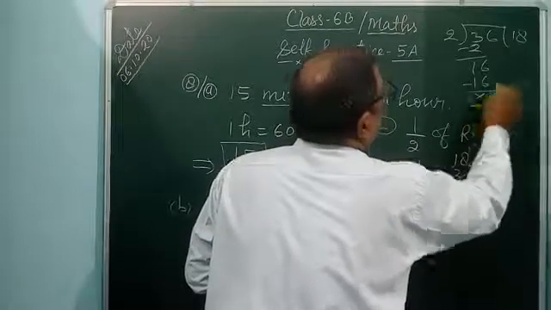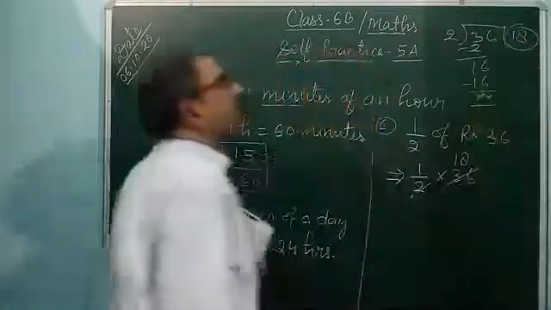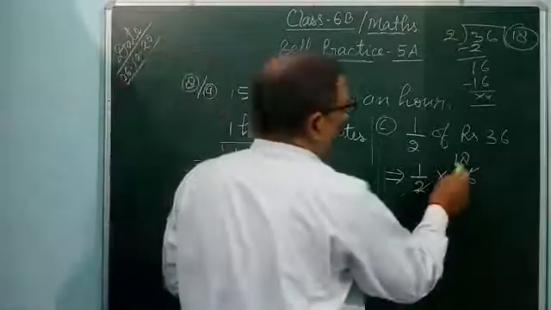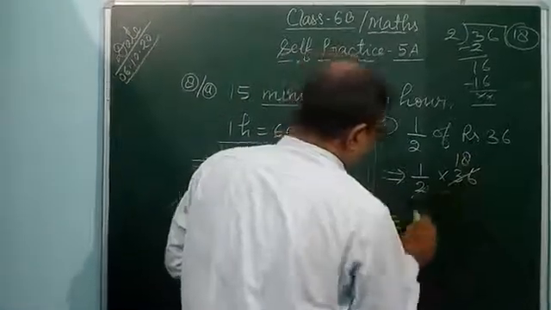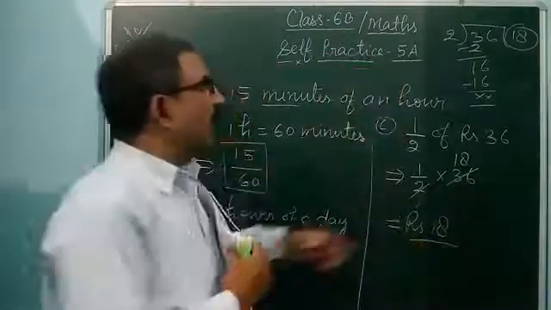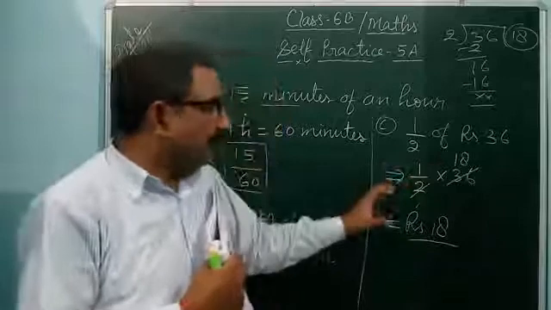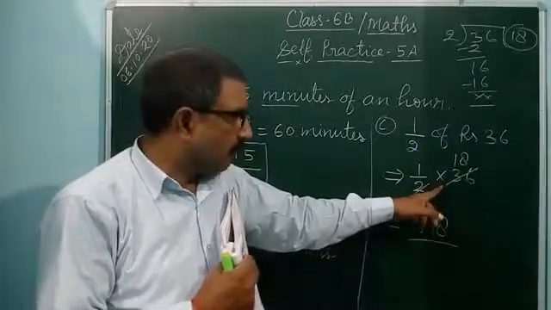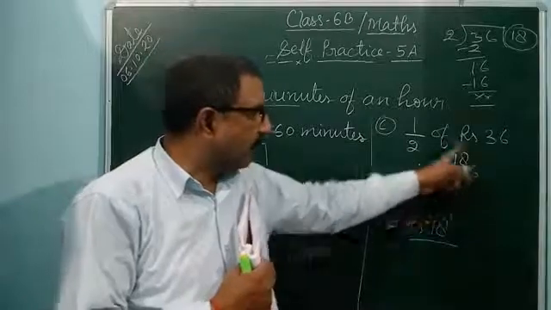So this is 6. Answer is 18. If you divide 36 by 2, the answer will come 18. So it means rupees 18. So 1 by 2 of rupees 36 means you can write the symbol of multiplication in the place of "of". You can represent this as 1 by 2 multiplied by 36.